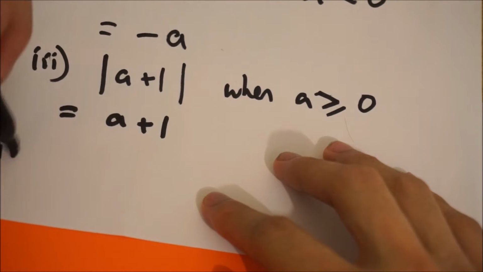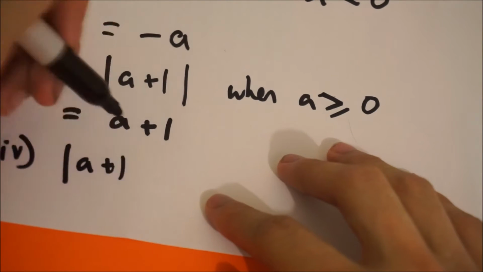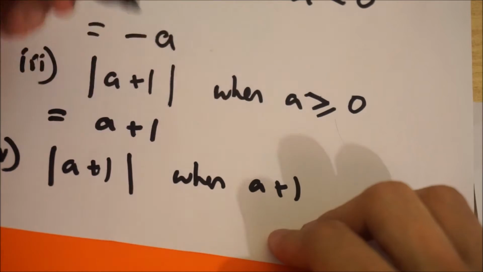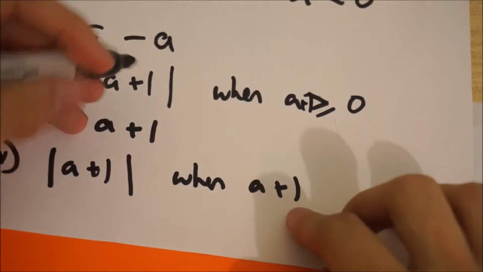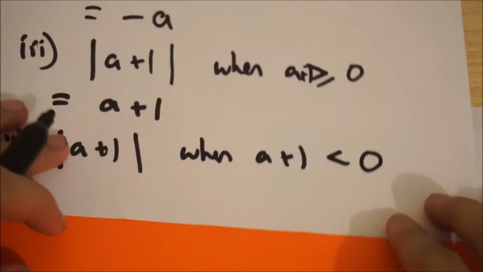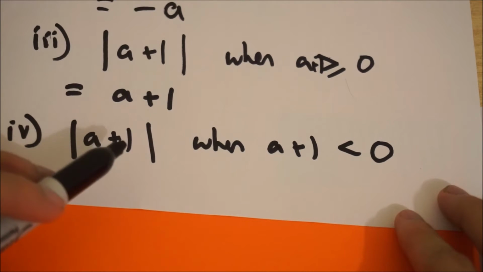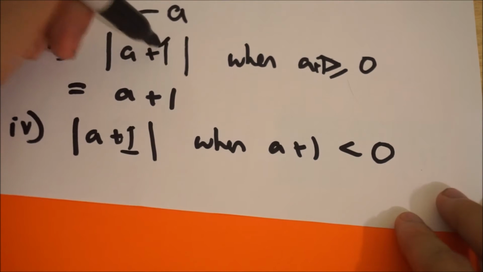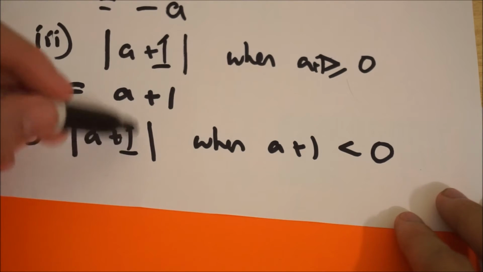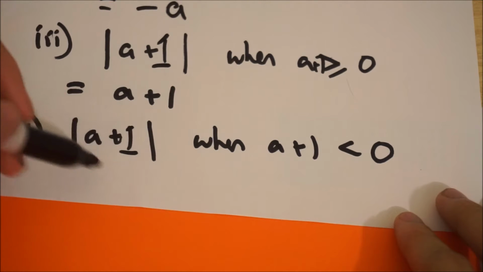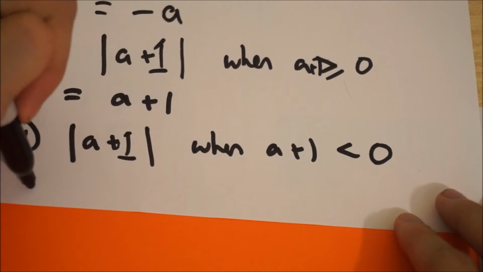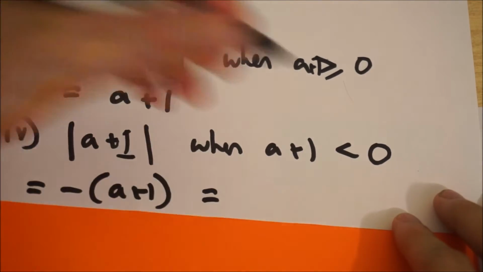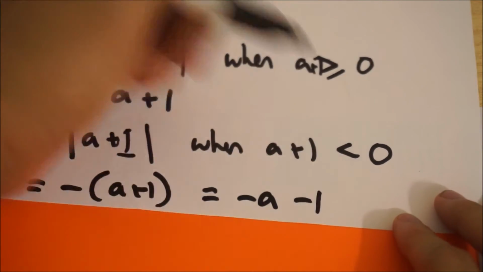But what about this one here? When a plus 1, sorry, this should be a plus 1 there, when a plus 1 is less than 0. I want to make sure that the final result becomes positive after I apply the absolute value. So in order to do that, I'm going to multiply everything inside my absolute value by -1. That's just going to be equal to -(a plus 1), which is equal to -a minus 1.